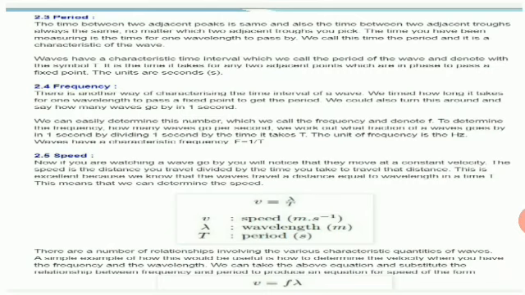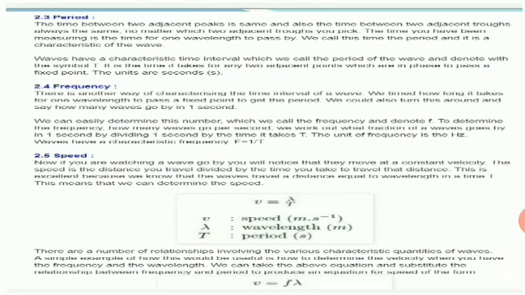So a cycle is said to be completed when a wave consisting of a crest and a trough passes through a point. The next one is your velocity or the speed. The distance traveled by a wave in 1 second is called the velocity of the wave, and it is denoted by the small letter c and is expressed as meter per second.